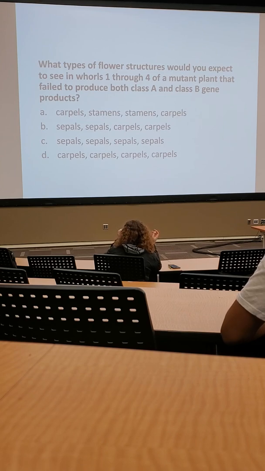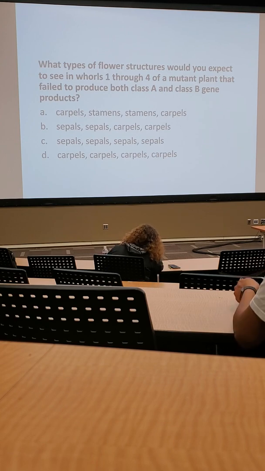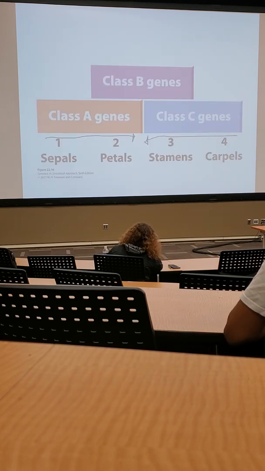So what type of flower structure would you expect to see in whorl 1 through 4, in a mutant plant that failed to produce both class A and B gene products? So here's your model. So the question was asking no.